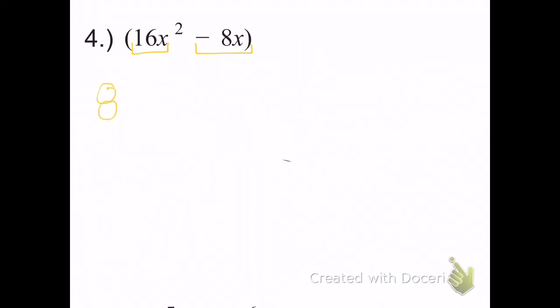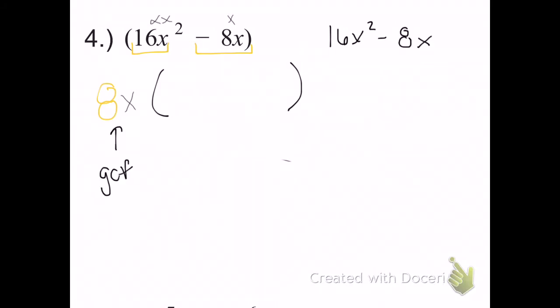Now let's look at our x's. Our first term has 2 x's, and the second has 1. So if I need to take out a GCF for my x, I can only take out one of those x's, and the rest you just leave in your parentheses. So remember, we've got our 16x squared minus 8x. We found our GCF was 8x.